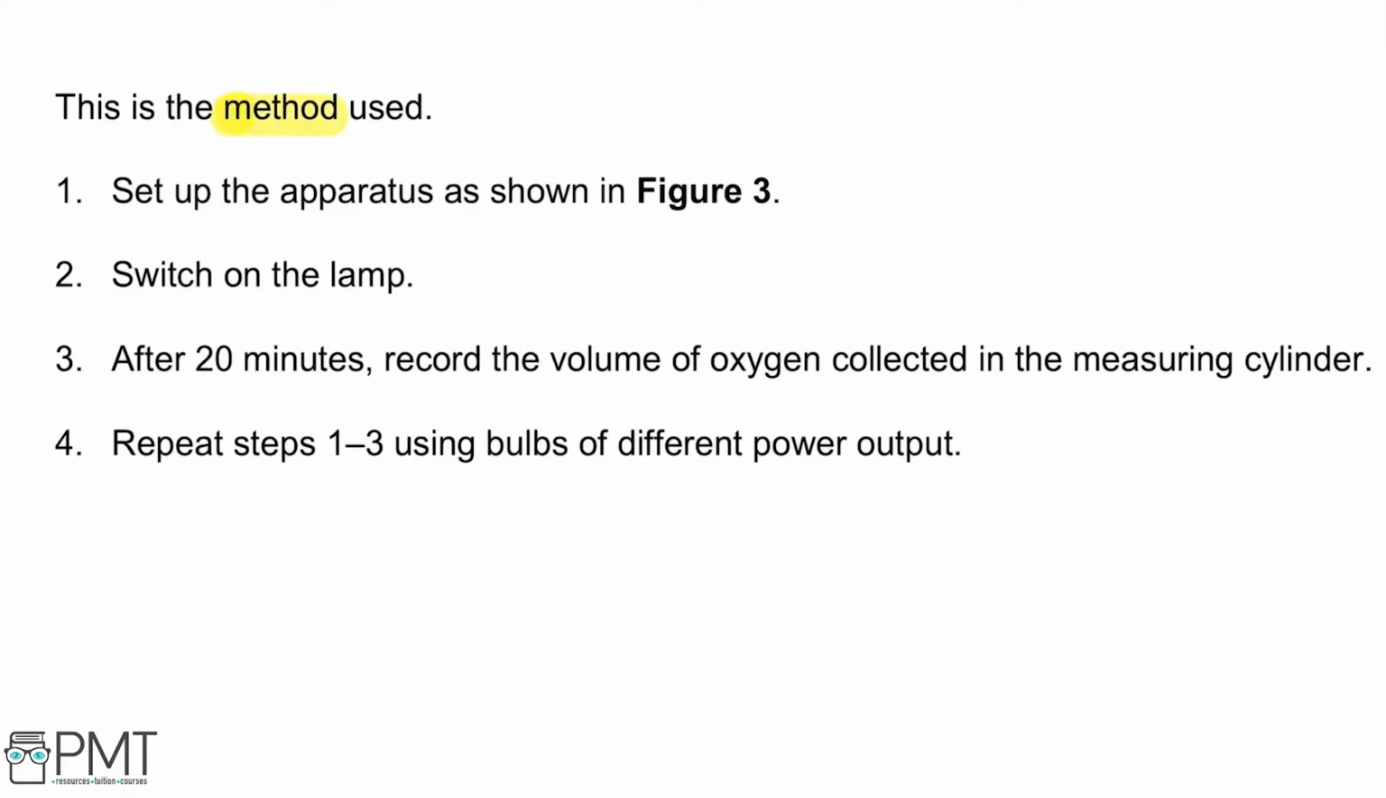This is the method used. Set up the apparatus as shown in figure 3. Switch on the lamp. After 20 minutes, record the volume of oxygen collected in the measuring cylinder. Then repeat steps 1 through 3 using bulbs of a different power output.